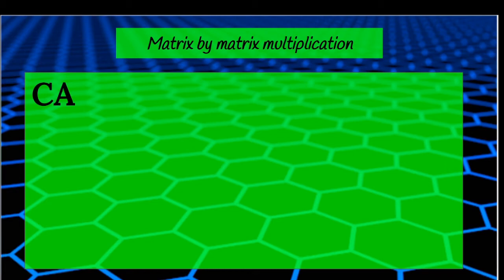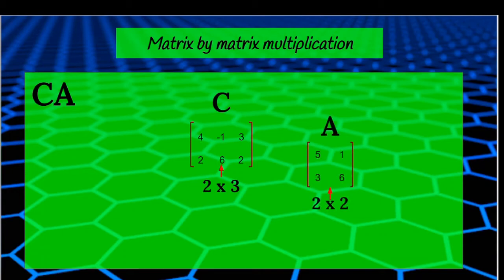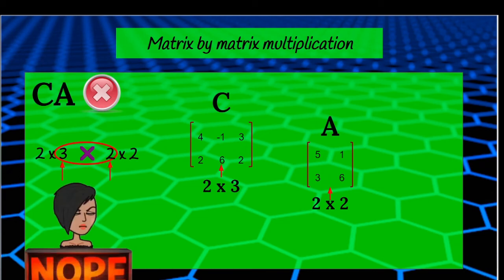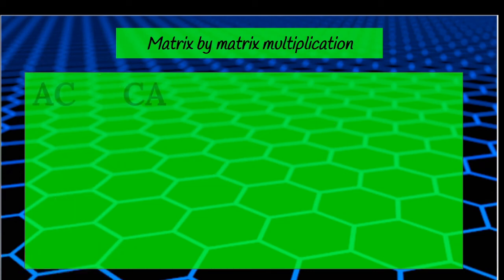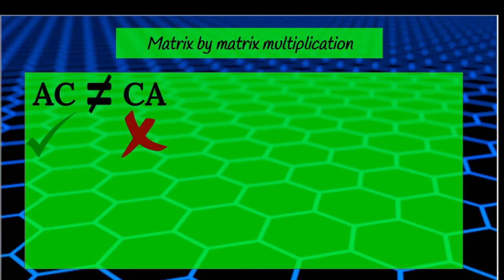Finally, for CA, we'll notice something new here. C, the multiplier, is a 2 by 3 matrix, while A, the multiplicand, is a 2 by 2 matrix. So when we try to multiply them following the order, we'll see that these two numbers here are not the same. And that already tells us that CA is an invalid question. So given AC and CA, since AC is valid and CA is invalid, we can conclude that these two are not equal. Actually, CA cannot even be evaluated, but if it could, it would still not result in the same matrix as AC.